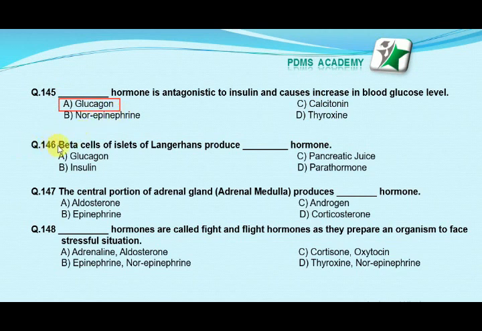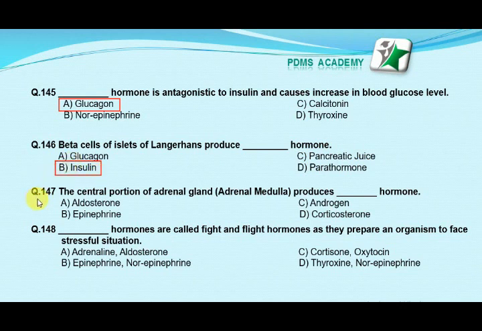Our next MCQ is: beta cells of the islets of Langerhans produce which one of the following hormones? Option A, glucagon. Option B, insulin. Option C, pancreatic juice. Option D, parathormone. Our correct answer is B, insulin.